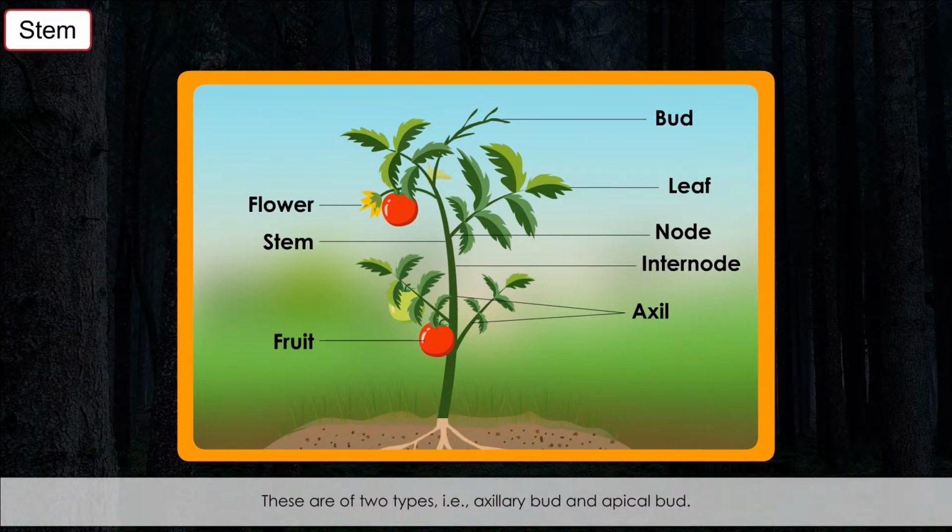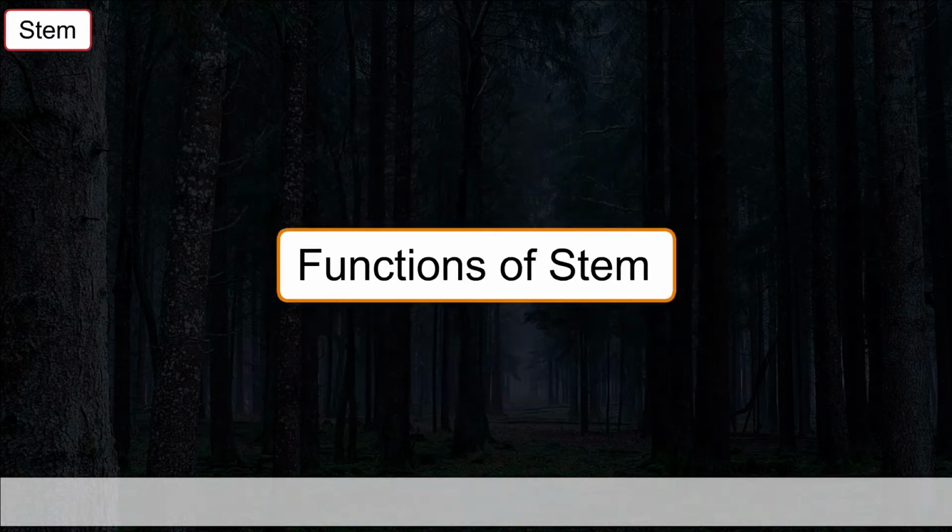These are of two types, that is, axillary bud and apical bud. The axillary bud is located in the axil of the stem and helps in growing out new branches. Apical bud is located at the tip of the stem and helps in increasing the height of the plant.